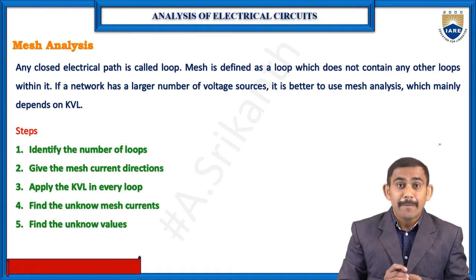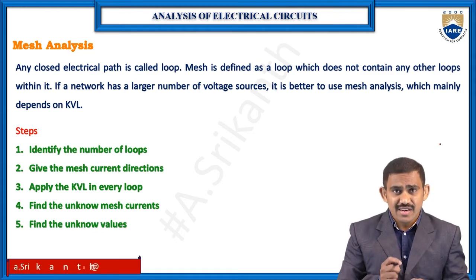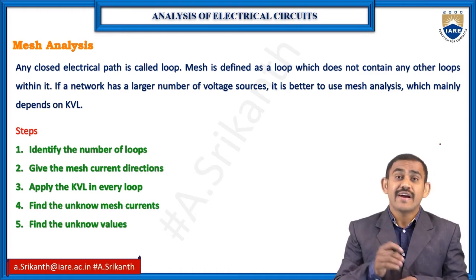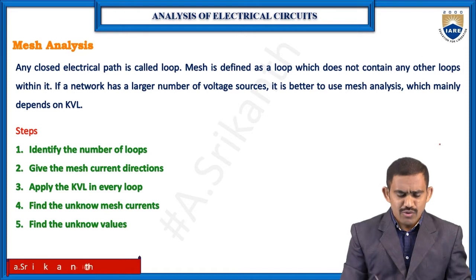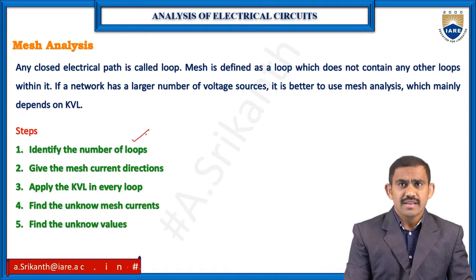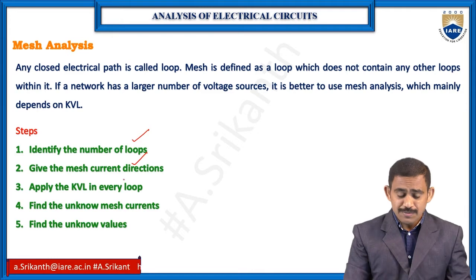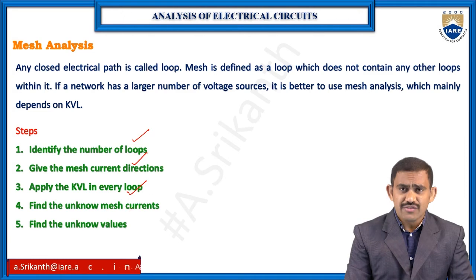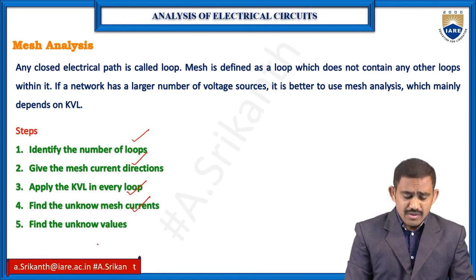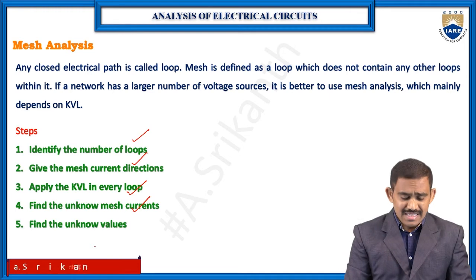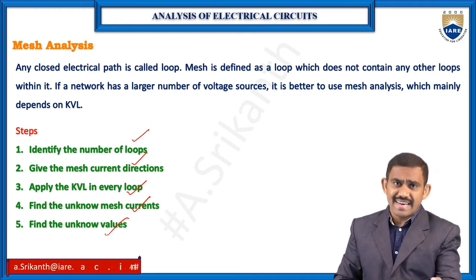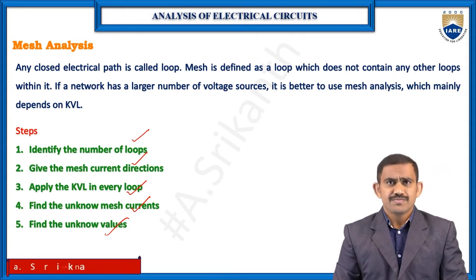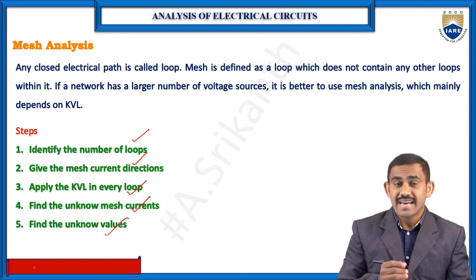The third step is to apply the KVL rule for each loop. Then find the loop currents, then find the unknown current value. Only 5 steps. First identify the loops, then identify the direction of your loops, then apply the KVL rule, write the equations, solve those equations and get the unknown values of the loop currents. And the last one is to find where you require the current, the branch current or element current, you can find that value. These are the steps to find the mesh currents.